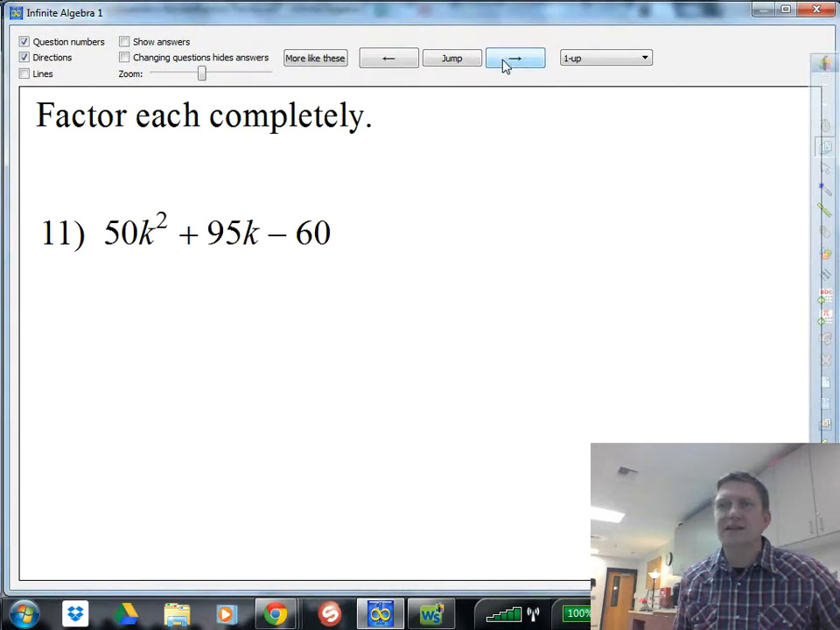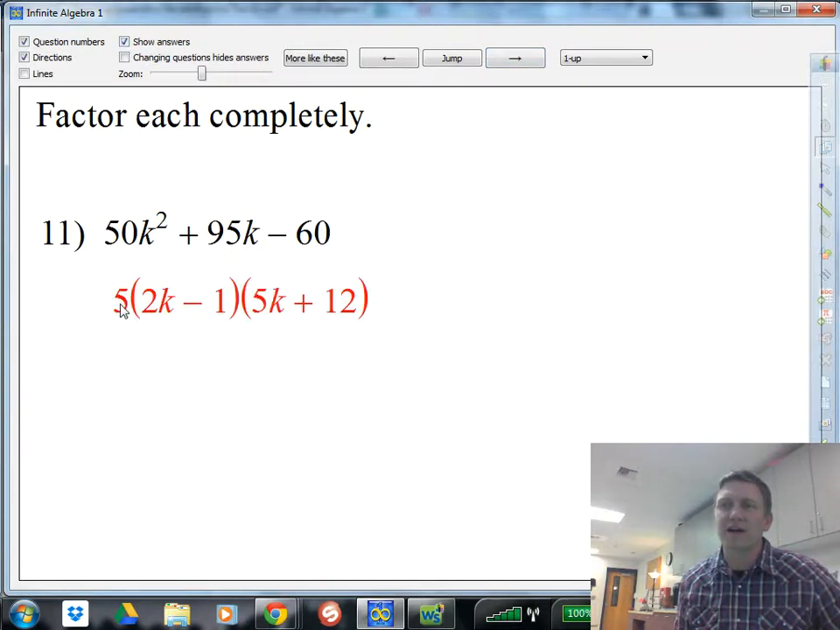Okay, let's skip number 11. Ask yourself, is there a number we can divide out? Yes. How about a 5 comes out front? And then there's your final answer for number 11.